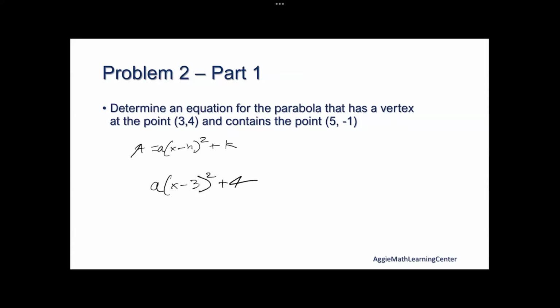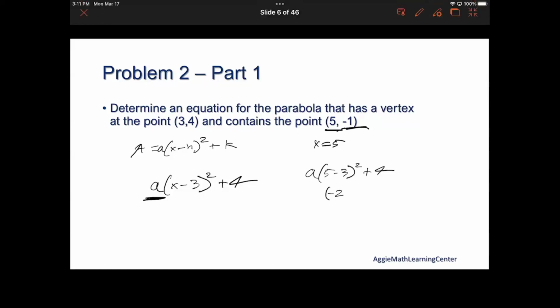And then the last thing we need to find is this coefficient right at the front. And the easiest way to do that is by using the point that we've been given, 5, -1. So what we can do is plug in 5 as our x, and then we can solve for -1. And as we do so, we can then find a, and that will be our parabola. So let's plug in 5 into our x. So we will get a times (5 minus 3) squared plus 4. And then we simplify and solve this, we'll get 2, not -2. We'll get 2 squared plus 4.